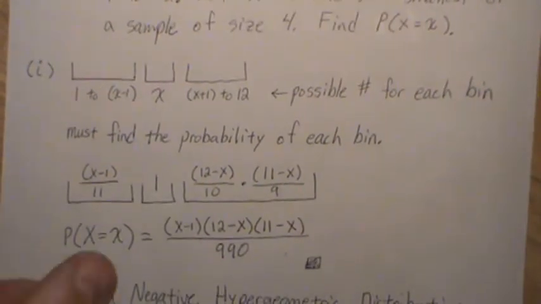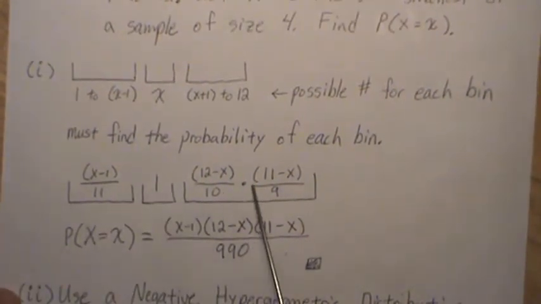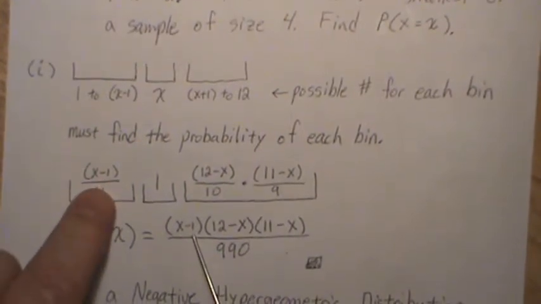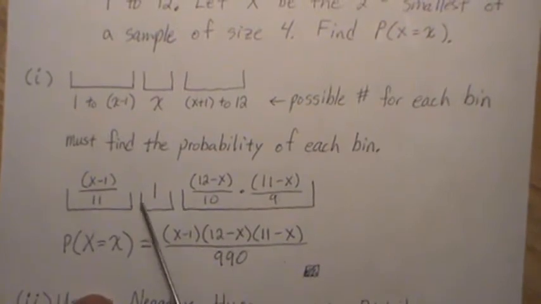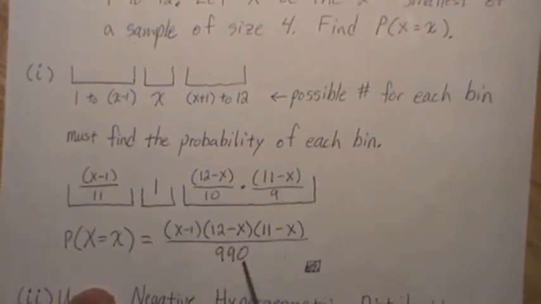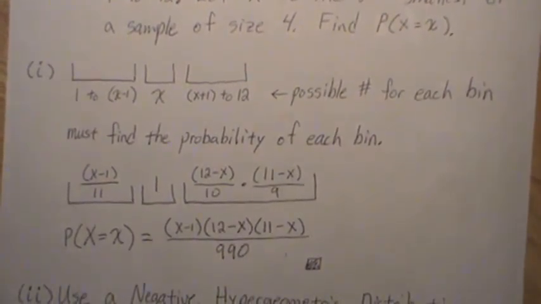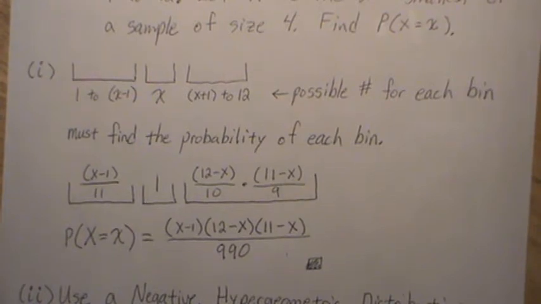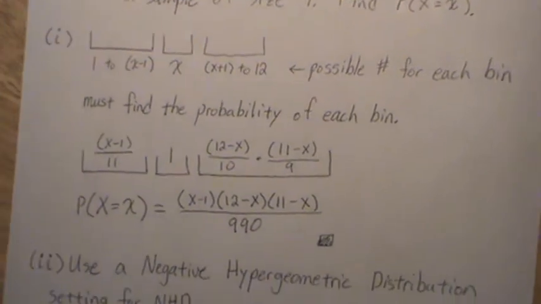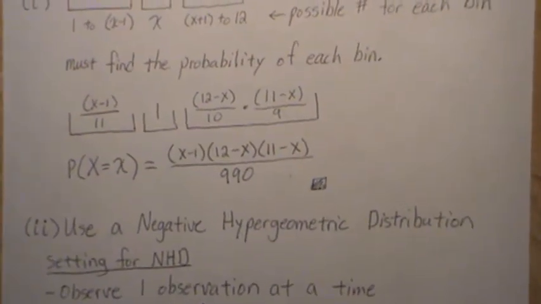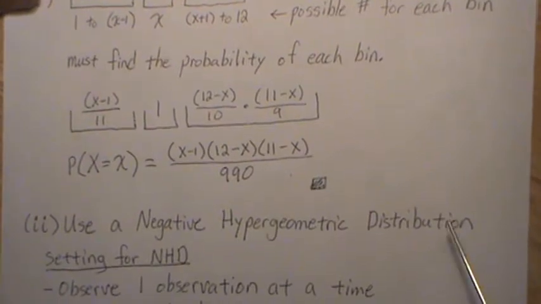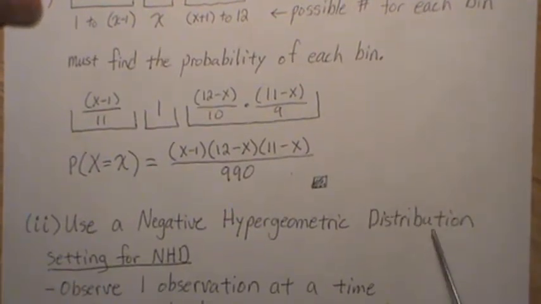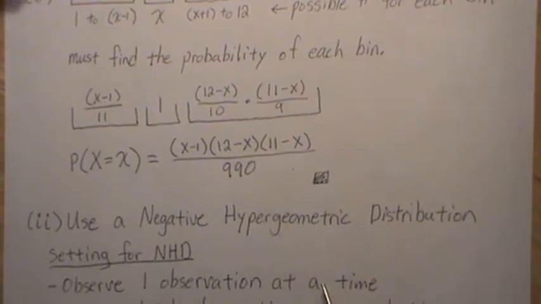Now if we multiply those probabilities together, we get x minus 1, 12 minus x, 11 minus x, and the product of the denominators is 990. And so that's the answer. But I wanted to introduce a distribution that's not as widely known, but I think is so powerful. It's called the Negative Hypergeometric Distribution, and we're going to use it to solve this problem.